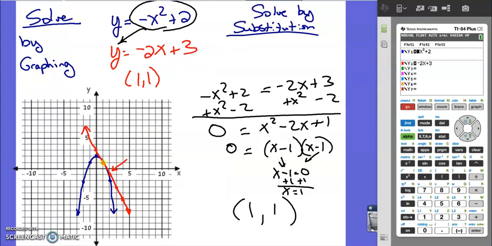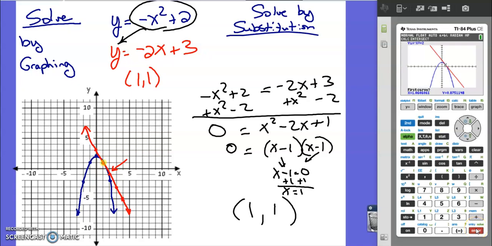I also wanted to quickly remind you of another option you can use as a double checking method, or a triple checking method: your calculator. You can push graph if you want. It looks the same as my graph. The other thing you could do is second trace and then find the point of intersection. You move the cursor to where you think the point of intersection is, and hit enter 3 times. And it says 0.999994, and then 1.00012. That's very close to (1, 1).